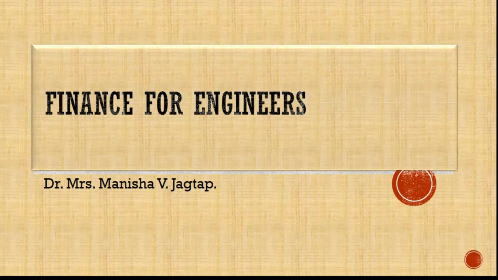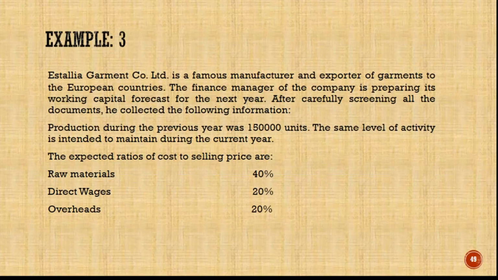So next example here is third example. Estella Garment Company Limited is a famous manufacturer and exporter of garments to the European countries. The finance manager of the company is preparing its working capital forecast for the next year. After carefully screening all the documents, he collected the following information.